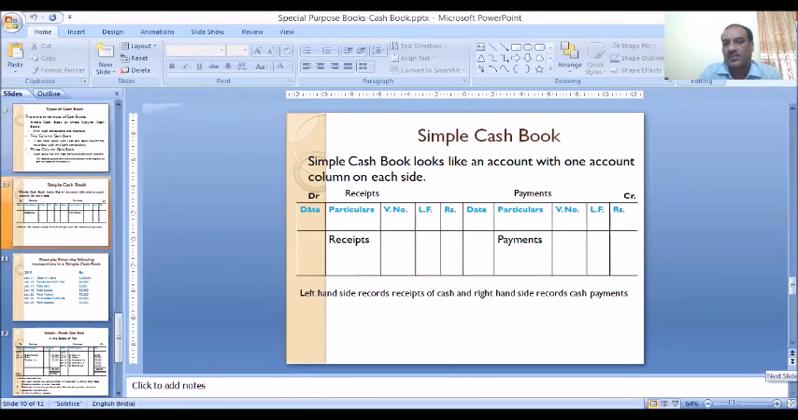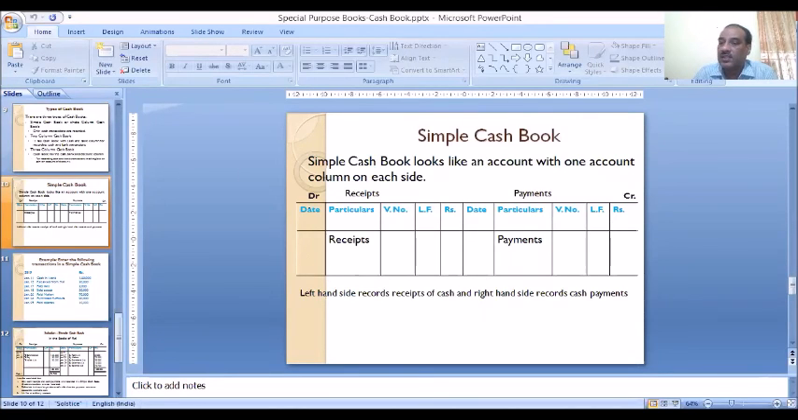The simple cash book has this format. It looks like an account with one amount column on each side. One side is debited, the next is credited. On the debit side, all receipts are entered, and on the credit side, all payments are entered. It has date, particulars, voucher number, ledger folio number, and amount. Again, date, particulars, voucher number, ledger folio, and amount.